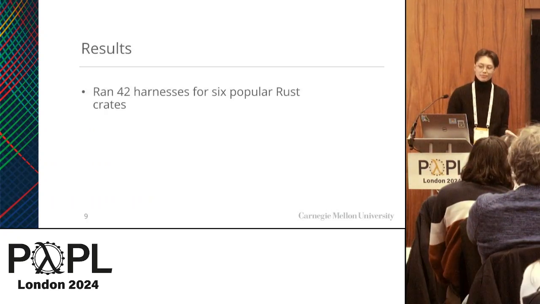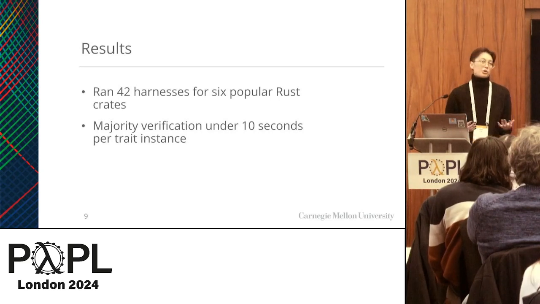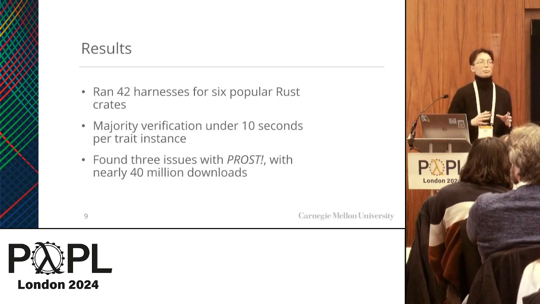With this tool, we ran 42 harnesses on 6 popular Rust traits. We found that the majority of the verification time was under 10 seconds per trait instance, so again, very low overhead. And we were able to find 3 issues in Prost, which is a protocol buffer library with nearly 40 million downloads.